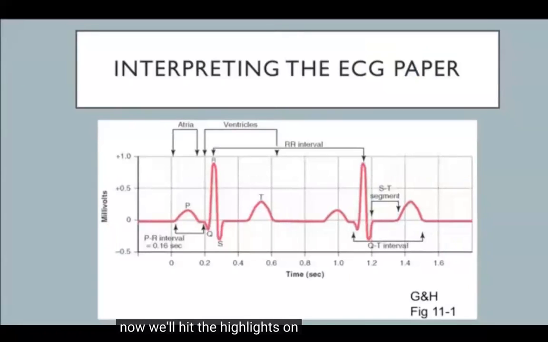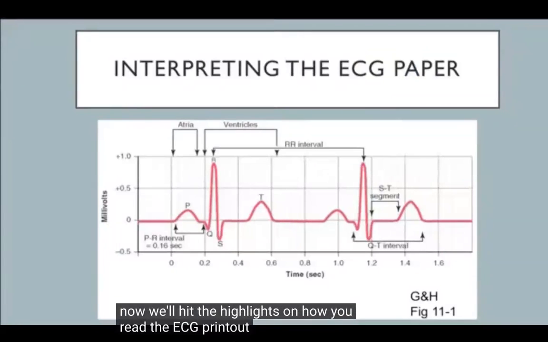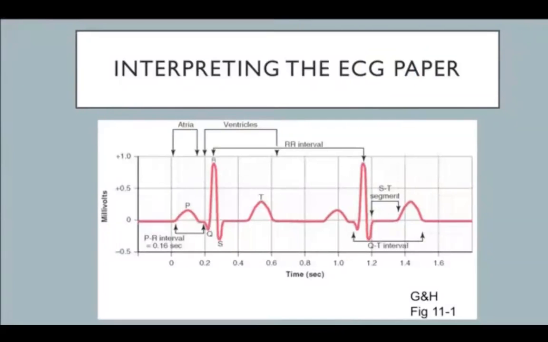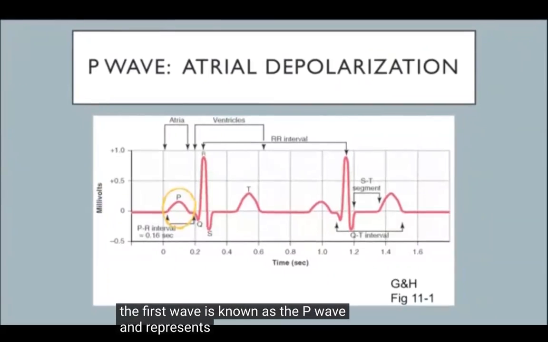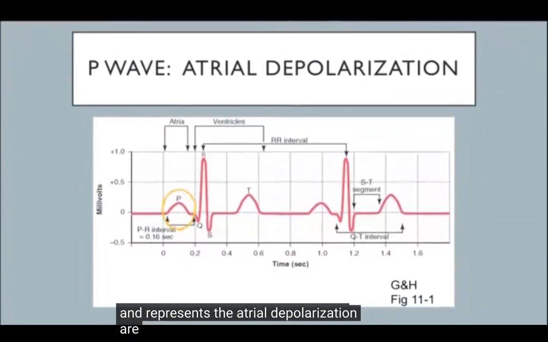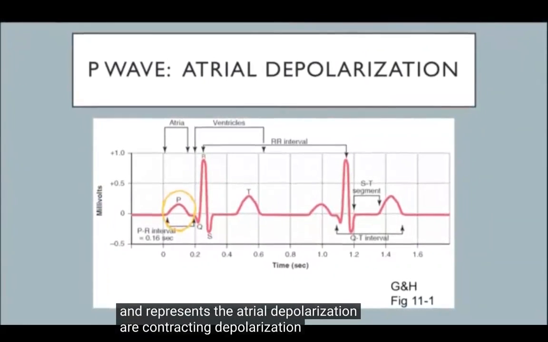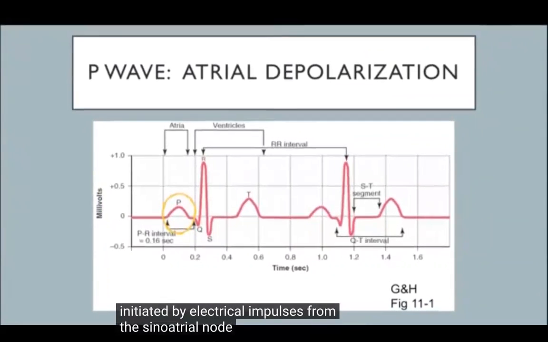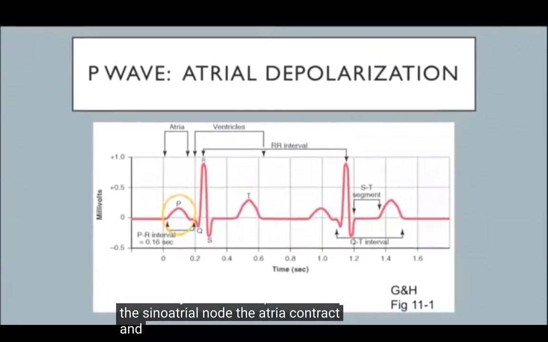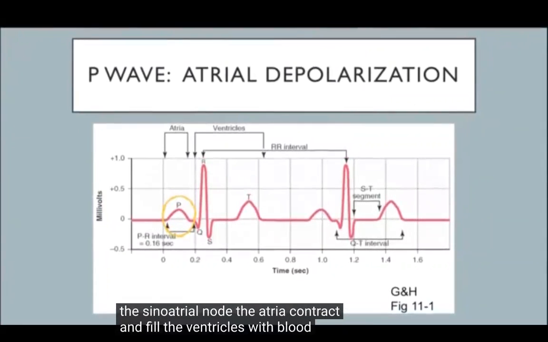Now we will hit the highlights on how you read the ECG printout. The first wave is known as the P wave and represents the atria depolarization or contracting. Depolarization is initiated by electrical impulses from the sinoatrial node. The atria contract and fill the ventricles with blood.